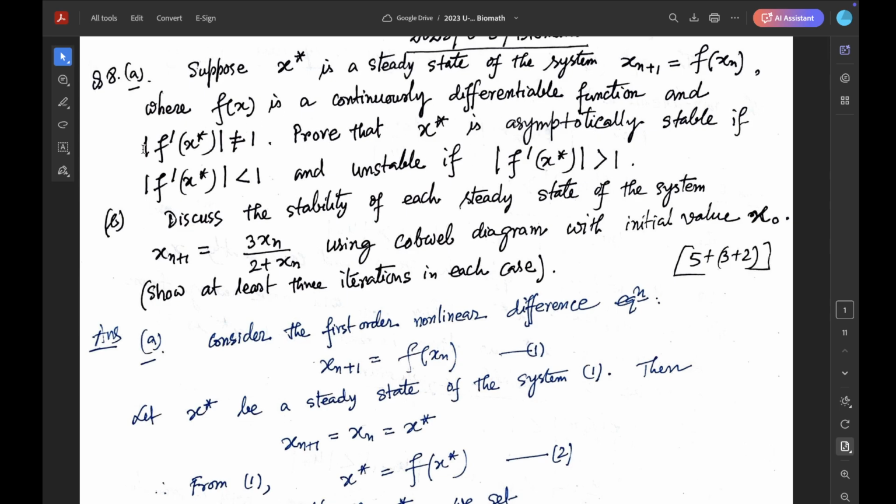If |f'(x star)| is less than 1, then x star is asymptotically stable. But conversely, if x star is asymptotically stable, it does not imply that |f'(x star)| is less than 1, and unstable is for this.